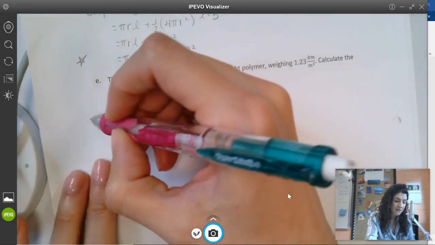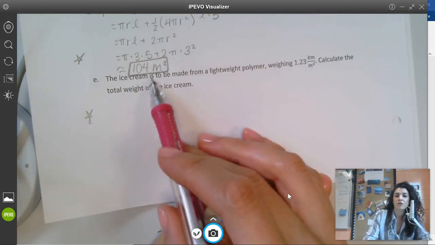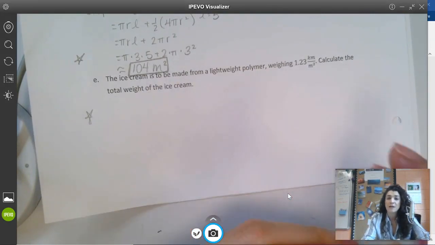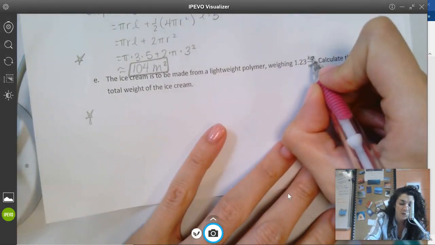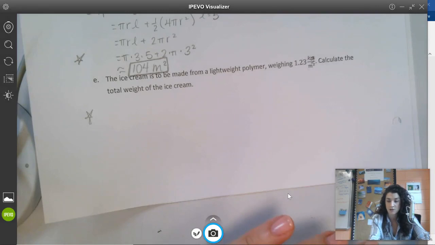This is a classic follow-through problem in an IB exam, of the next thing that you would answer after you've gotten this one. The ice cream is to be made from a lightweight polymer weighing 1.2 kilograms per meters squared. Calculate the total weight of the ice cream.